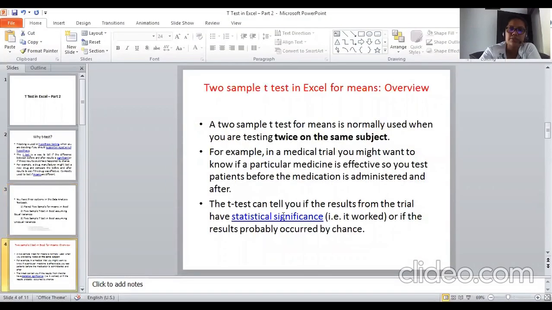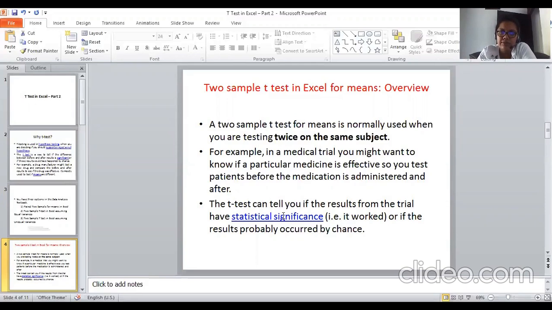I hope you can see. So, two sample t-tests in Excel for means. The two sample t-test for means is normally used when you are testing the same subject twice. The example which I told you earlier was drug consumption; or maybe you have a sales force. In your company there are 10 salesmen, and you give them a training, and you are going to check whether the sales have increased after the exposure to the training session. There we are considering the same subjects in two different situations.